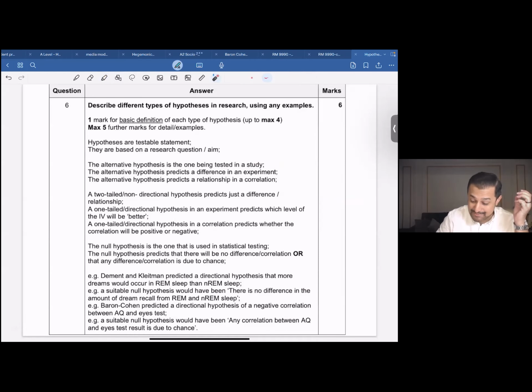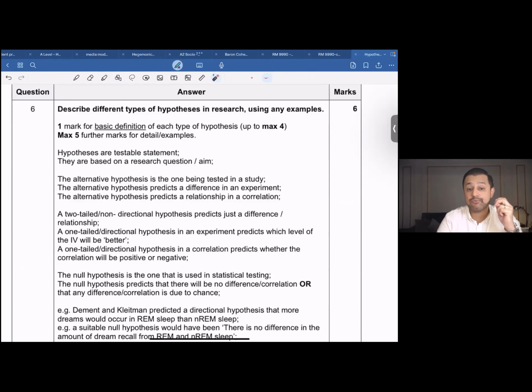Again, this 6-mark question reads, describe different types of hypotheses in research using an example. Now, two things on why I have chosen this question. One, I want you all to know that we do get 6-mark questions on this as well. So it would be great if you walked yourself through all of these examples and then maybe practiced a question or two, so that there's no chance of you missing out on any mark.